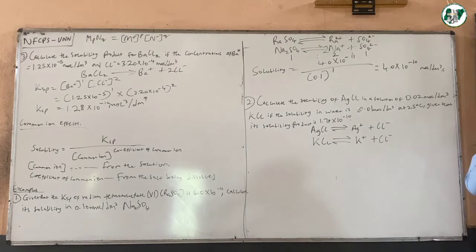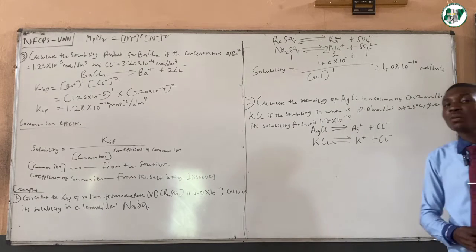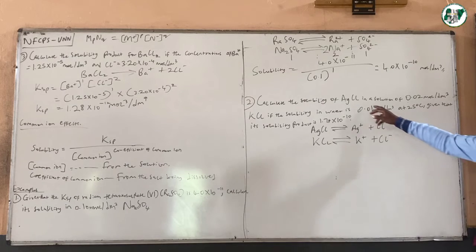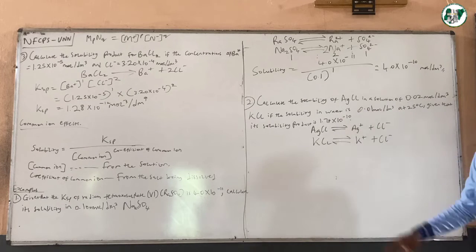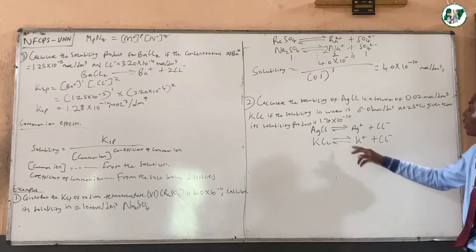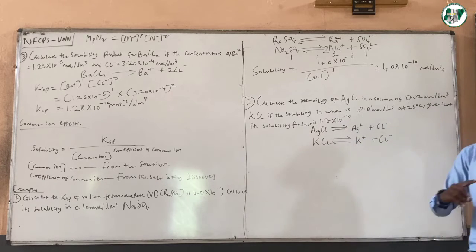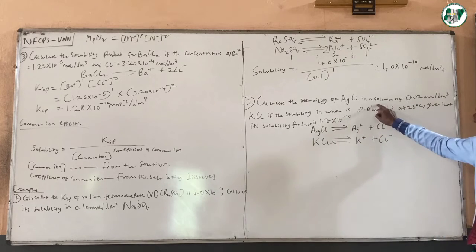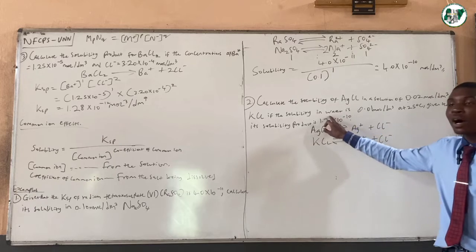Now we have a problem with this particular question. When you look at your material, the material solved using 0.01 mole per dm cube to get the solubility product. But this particular question already gave us the solubility product. So one of these two things will be wrong. It's either this one is wrong or this particular one is wrong.